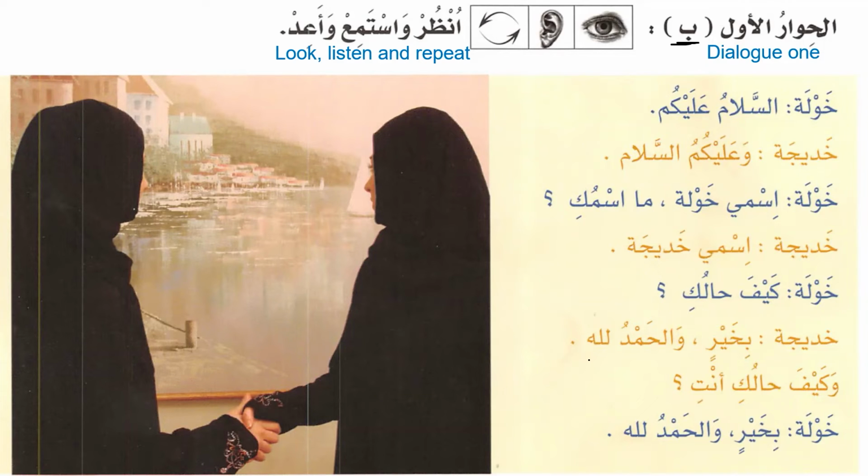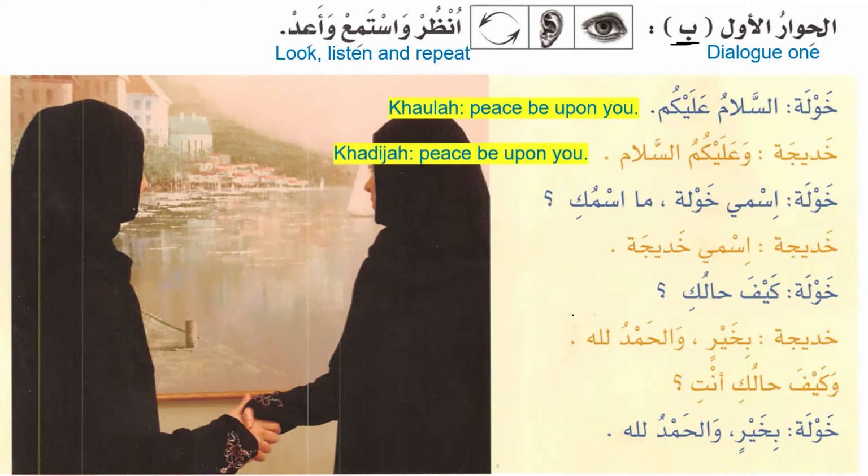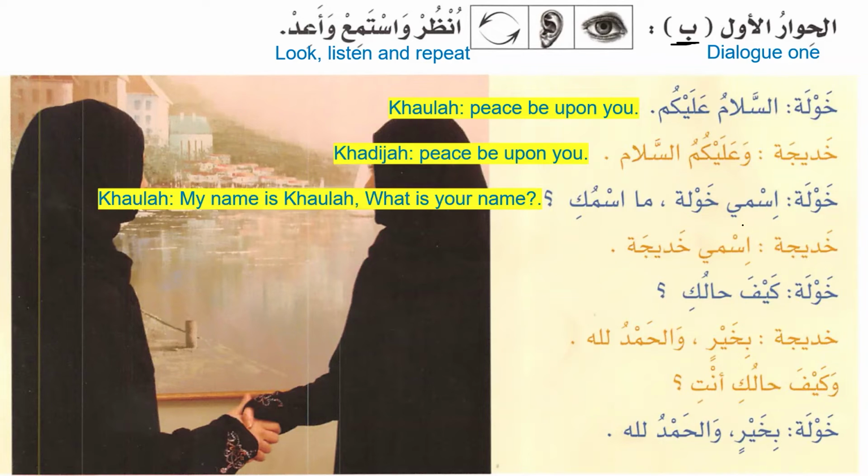Now let's have a look at the English translation. Assalamu alaikum, we have already taken it. Wa alaikum assalam, the same thing, we have done it before. Ismi, again, we have the ya over here, and as we know, this is called ya al-mutakallim, the ya of the speaker, the first person who is speaking, and make sure that it is used for singular, whether it is masculine or feminine. Masmuki.